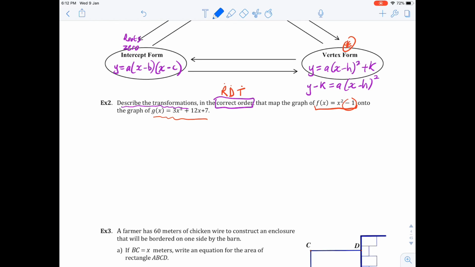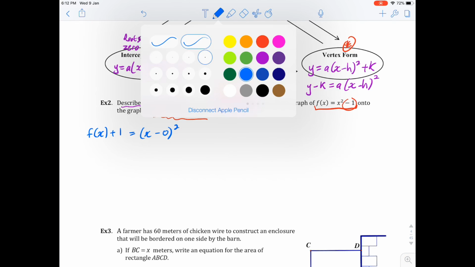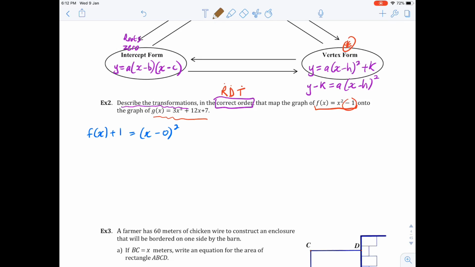Okay, so I'm going to go ahead and do that, and then I'll talk you through some of the details. So I'm going to do it for both of the functions. Okay, so we have f of x plus 1 is equal to x minus 0 all squared. I'm including some details you probably don't need, but I'm just going to be a little more explicit. Okay, and then we have g of x minus 7 is equal to 3 times x squared plus 4x.